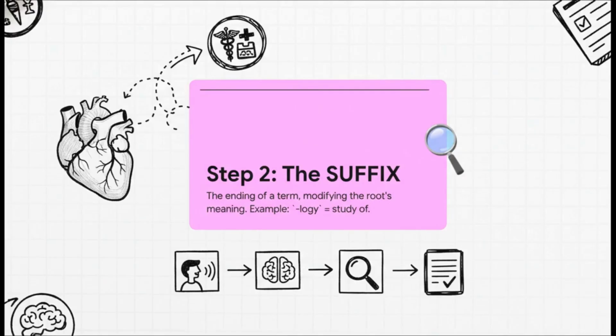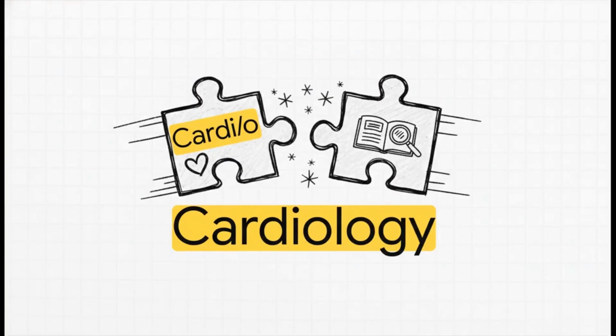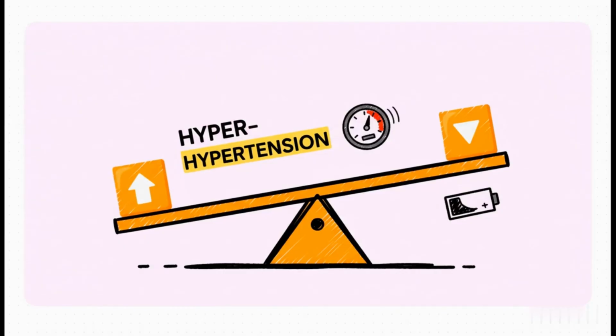Now for step two. Let's add a suffix to it. This is a little tag we put on the end, and it totally changes what we're saying about that root word. For instance, if we add "ology," which just means the study of, we're not just talking about the heart anymore. We're talking about a whole field of medicine. And now, for the magic moment. Put them together. Cardi plus ology gives you cardiology, the study of the heart. See? That giant, intimidating word just became totally logical. We're cracking the code.